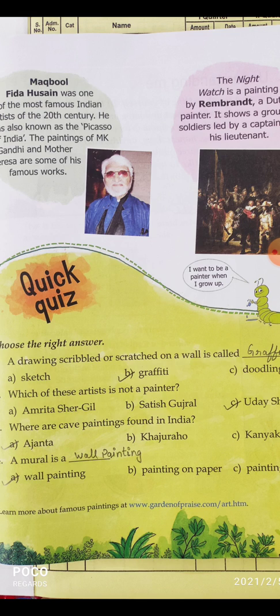Now next one, where are cave paintings found in India? Now the cave paintings are found in Ajanta and Ellora caves. The Ajanta caves are in Maharashtra. Okay, so Ajanta are the cave paintings. Cave painting means the paintings which are made in the caves. Caves means where early man used to live earlier, so they have scribbled some drawing, or you can say painted some drawings on those rocks. So those are called cave paintings.